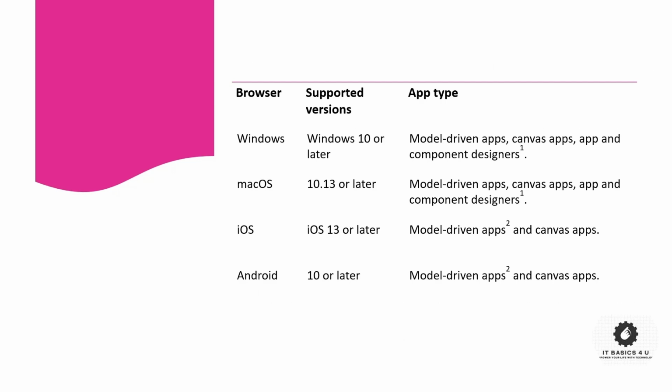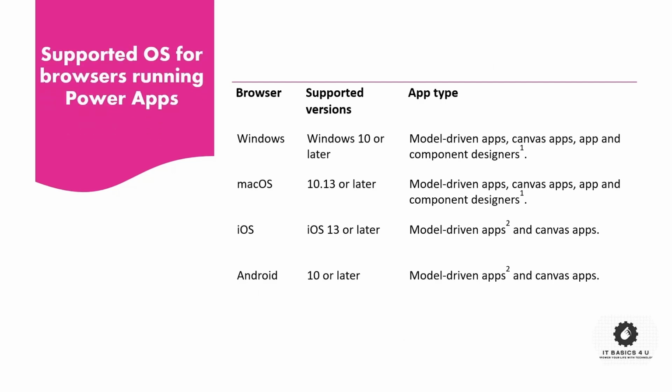Once you have built these applications, one would definitely like to have an understanding which kind of operating systems are supported on which Power Applications can run. So today, Microsoft Power Apps can execute on Windows browser, Mac OS, iOS, and even on the Android. Supported versions are provided here, and then the application types that it typically supports, right? So if you look at Windows, Mac OS, they support all types of applications, whether it is model-driven applications, canvas applications, or even component designers.